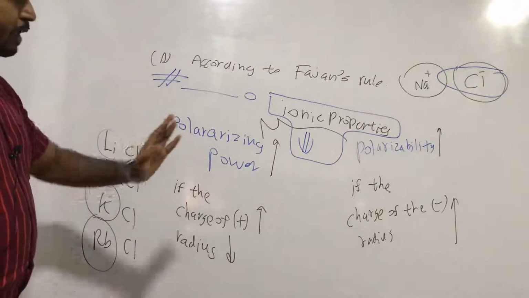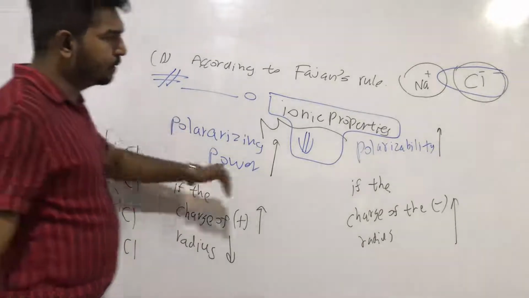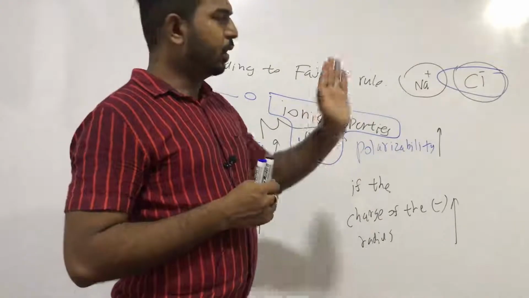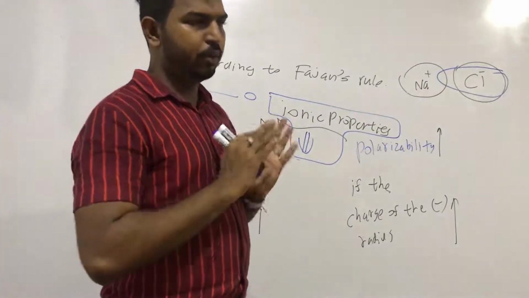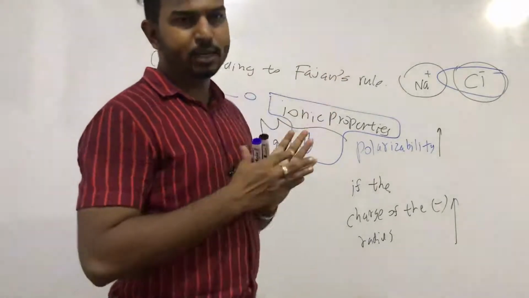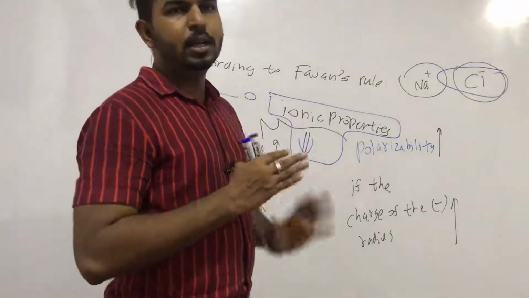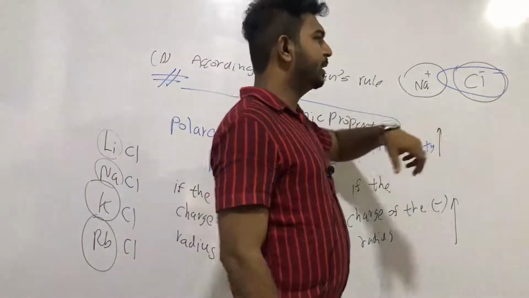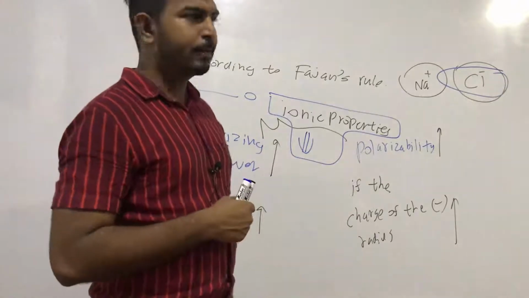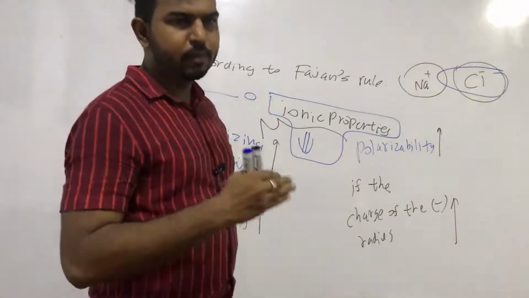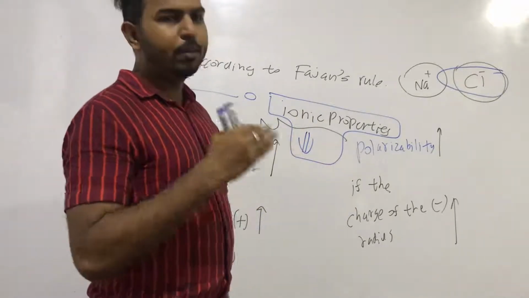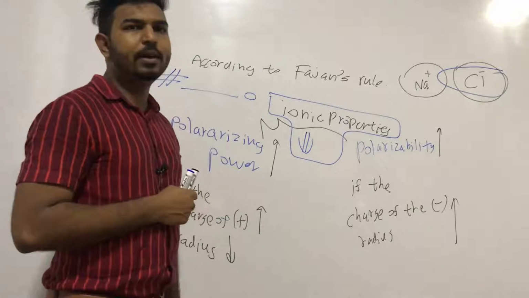So what's the reason for the decrease in ionic properties? When polarizing power and polarizability increase, the electron cloud gets a distortion. I think you know the word distortion. So the electron cloud is distorted. This cation will attract electrons of the chloride ion. So the ionic properties reduce and covalent properties increase when the polarizability and the polarizing power increase.